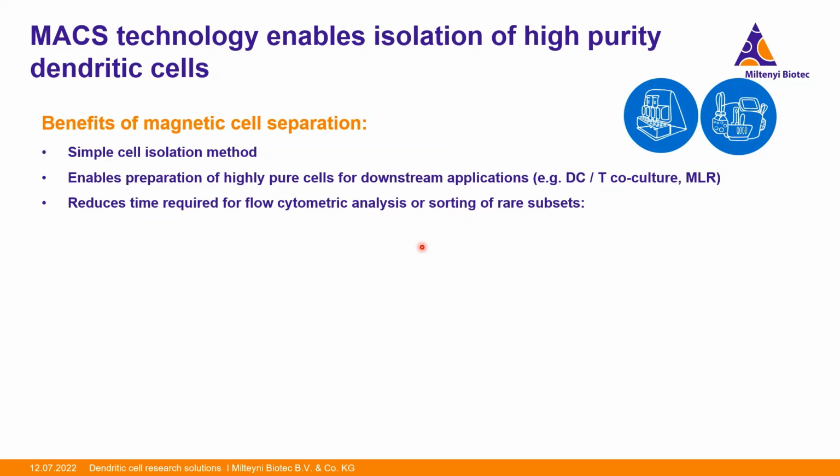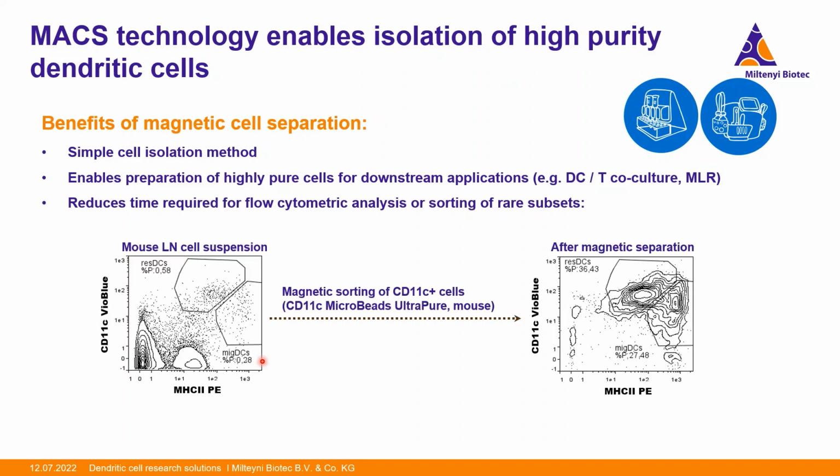Using this technology reduces the time required for flow cytometric analysis or sorting rare cell subsets. As you observe here in the flow cytometric analysis shown at the bottom, the abundance of resident and migrating DCs in mouse lymph node cell suspension showed more than 60-fold enrichment of target cells using our CD11c MicroBeads ultra pure. And the MACS cell separation technology is compatible with most laboratory techniques and applications.